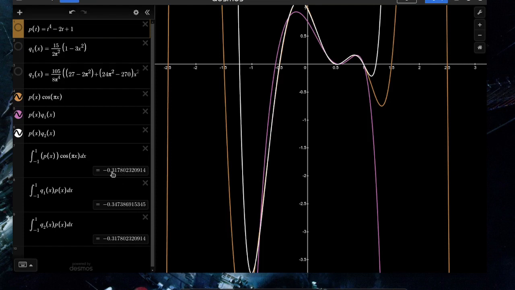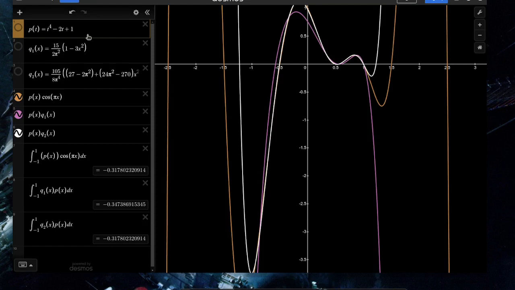Over the interval from -1 to 1, a t to the 4th minus 2t plus 1 is definitely not going to be an odd function. So if you look, check it out. P of x cosine pi of x, its integral over -1 to 1 is minus 0.13780 some other stuff. But if I do it with q1, I get something that is slightly off: 0.34738 and some other stuff. But if I do it with q2, I get exactly the right answer.